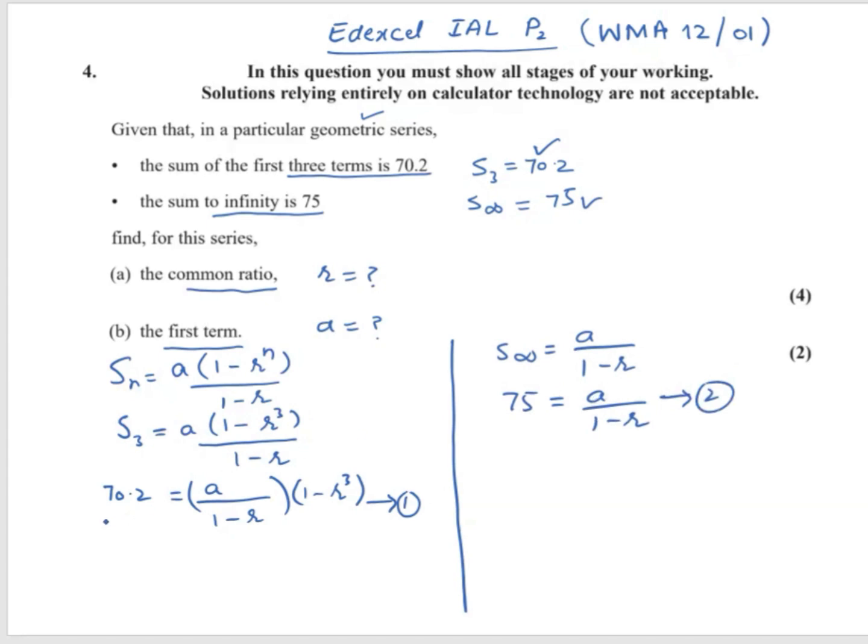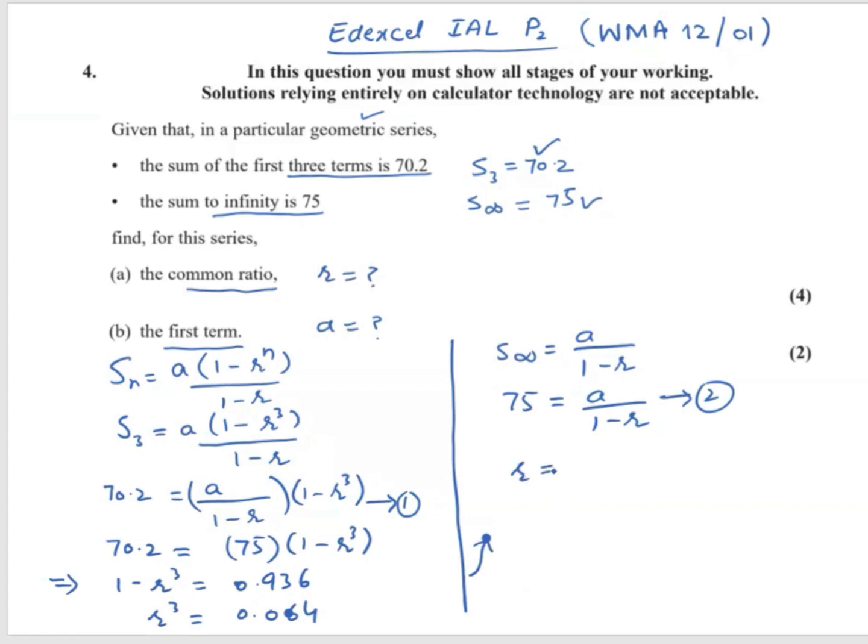Now put this result in equation number 1, which gives 70.2 is equal to 75 into (1 minus R cube), which gives 1 minus R cube is equal to 0.936, and R cube is equal to 0.064. It will give R is equal to 0.4. This is the common ratio of the geometric series.